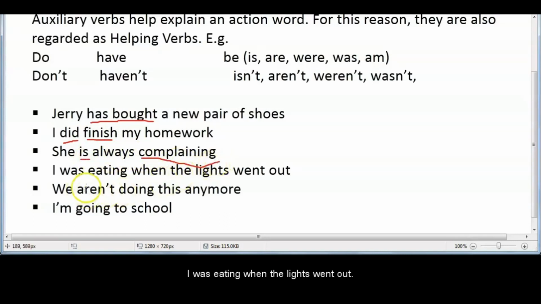I was eating when the lights went out. Was explaining the action eating. We aren't doing this anymore. Aren't is the auxiliary verb explaining the action do. I'm going to school. Am the auxiliary verb explaining the action going.